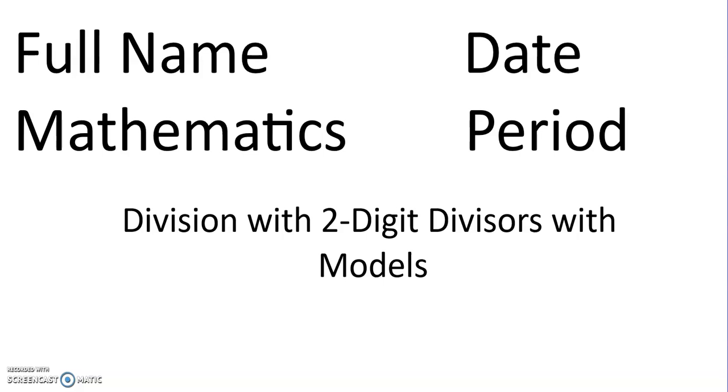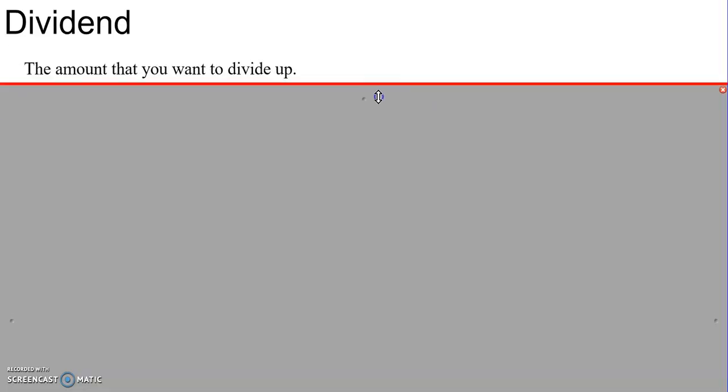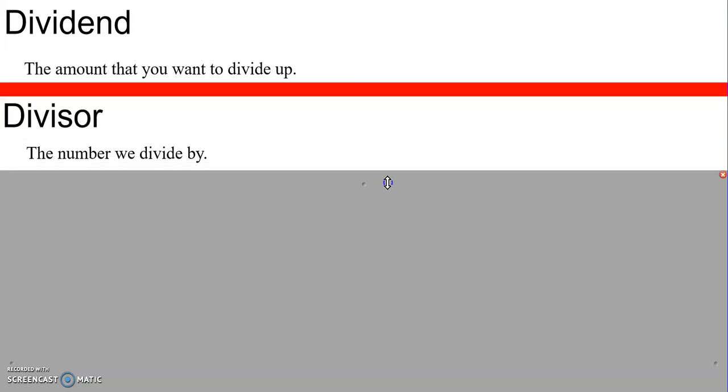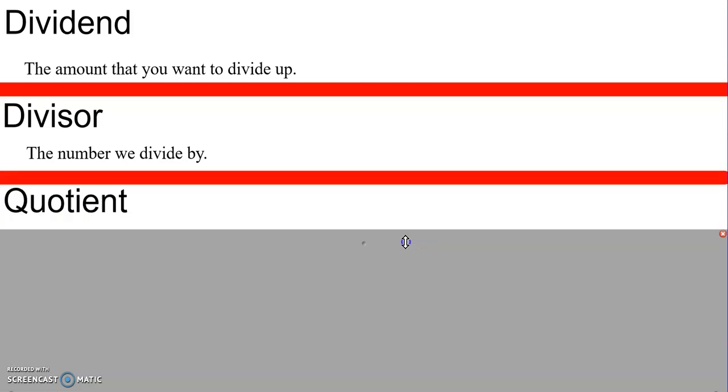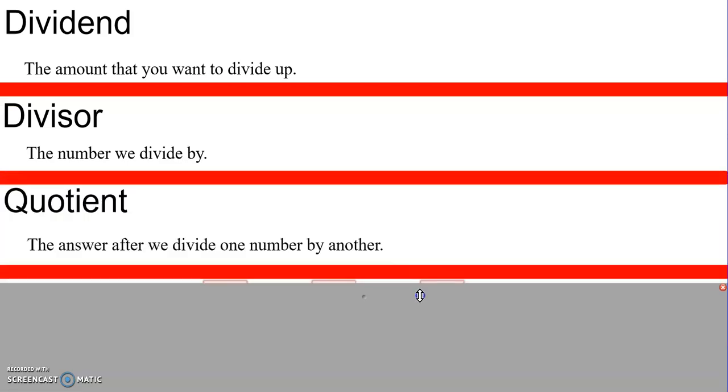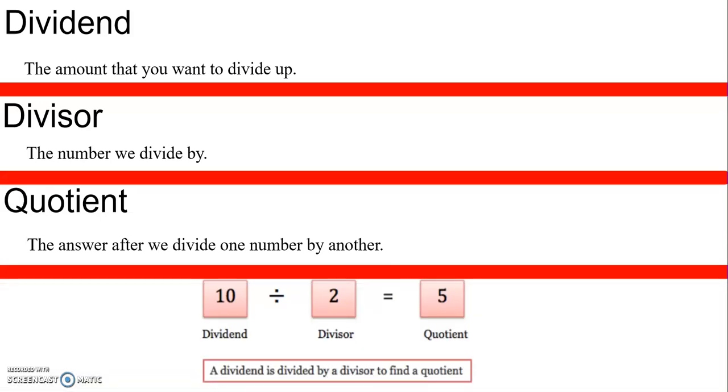Now that we have our heading in our book, let's do a quick review of our vocabulary words. Don't forget that we have our dividend. That's the number that we're breaking up. Our divisor, that's the number we're dividing by. That's what our groups are being sized. And then our quotient, which is the answer. So remember, a dividend is divided by the divisor, and that's how we find our quotient. This should already be in our notebooks and on our index cards.